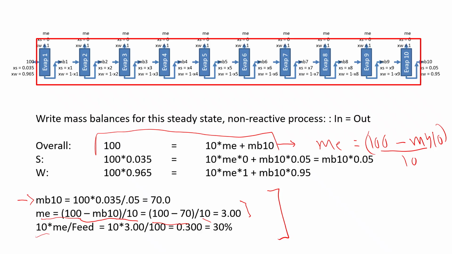So the fraction of water you recover from your feed is 10 times ME divided by the feed. It's 10 times 3 divided by 100. The fraction is 0.3, or you can write this as 30%.